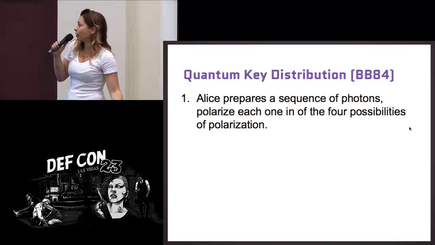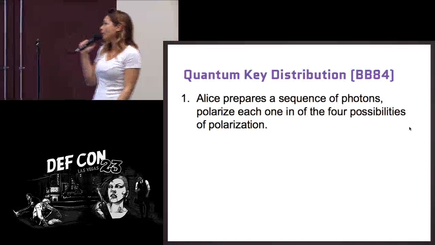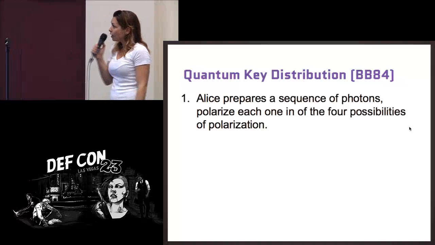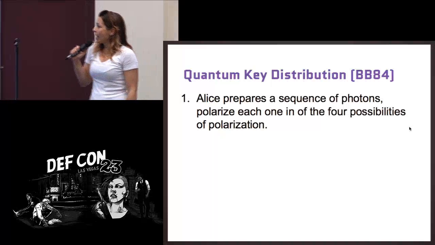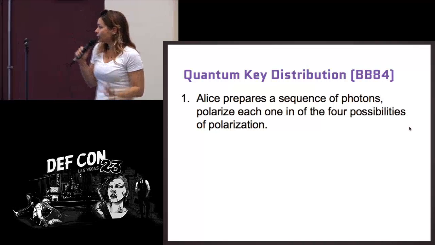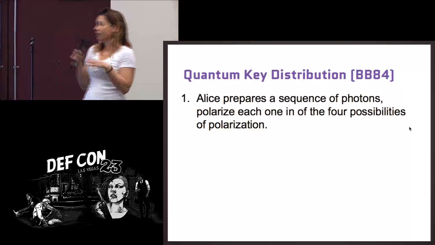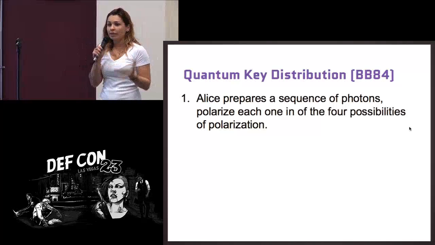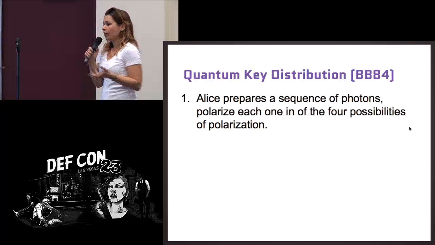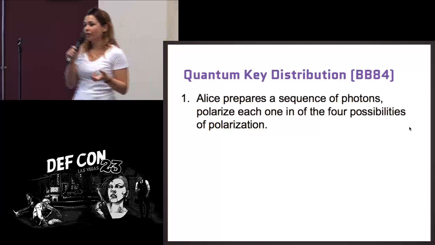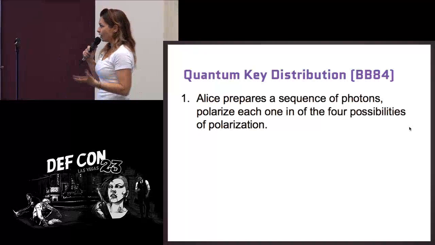So the first and the most simple protocol for quantum key distribution is called BB84. And it's not that complicated. So basically, Alice prepares a sequence of photons. And this is an engineering problem, and it's not that hard at this point. People are actually able to do this.